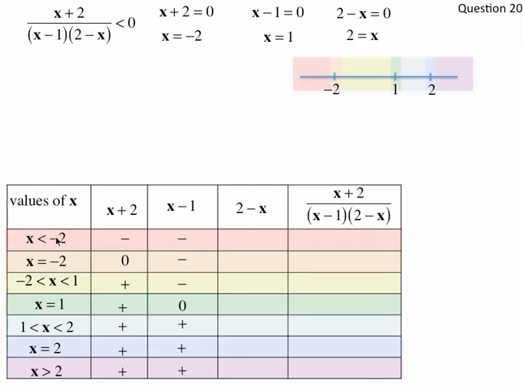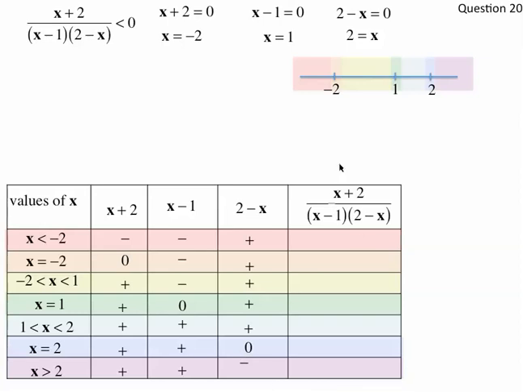All right, 2 - x. When x is less than negative 2, say negative 3, 2 minus negative 3 is 2 plus 3 is 5, which is positive. When x is equal to negative 2, 2 minus negative 2 is 4, which is positive. When x is between negative 2 and 1, like when it's 0, 2 minus 0 is 2, which is positive. When x is equal to 1, 2 minus 1 is 1, which is positive. When x is between 1 and 2, say 1.5, 2 take away 1.5 is 0.5, which is positive. When x is equal to 2, 2 minus 2 is 0. When x is greater than 2, 2 minus 3, for example, is negative 1, which is negative.